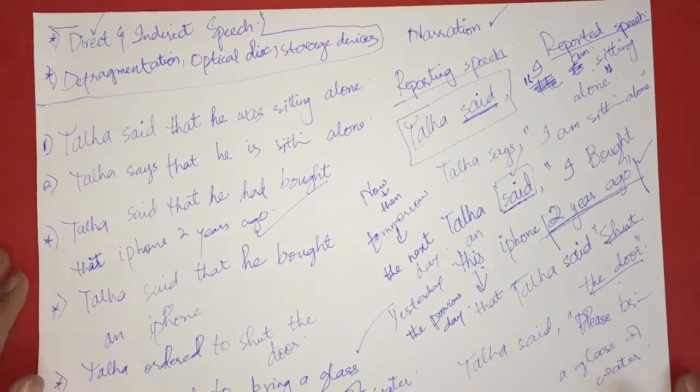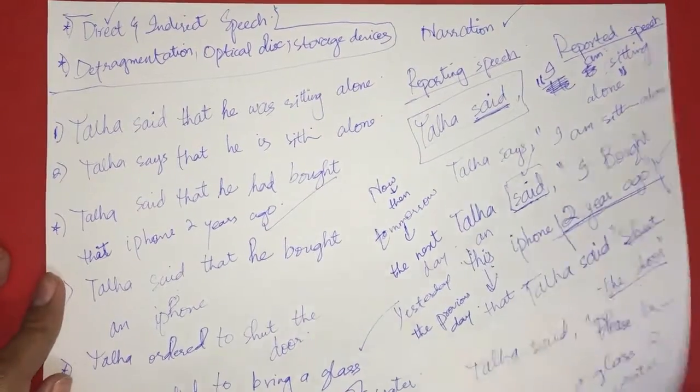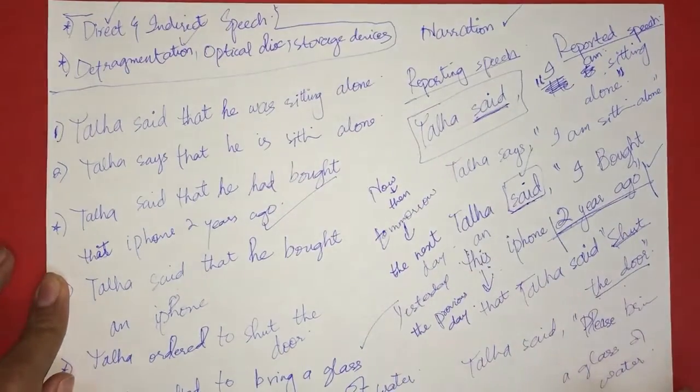I know that's not all of it, but as we learn more about it in the class, I'll explain them in the later videos. So next we have defragmentation, we have optical disk, and we have storage devices. So let's discuss them now.